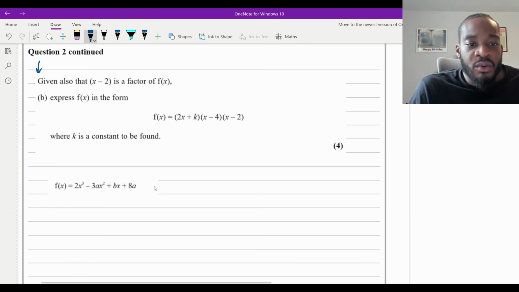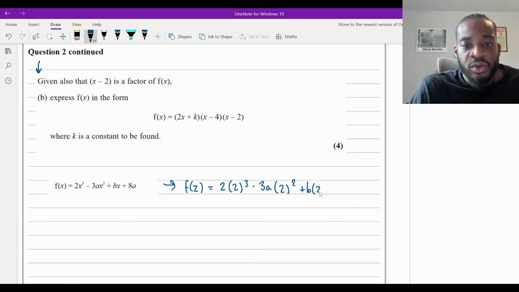So from that one, if x minus 2 is a factor, that will tell me that f of 2 will equal 0. So let's plug that in. It's going to be 2 lots of 2 cubed minus 3a times 2 squared plus b lots of 2 plus 8a is going to equal 0 this time. So doing that, 2 cubed is 8, times 2 is 16. 3 times 4 is 12. So that's going to be minus 12a plus 2b plus 8a is equal to 0.